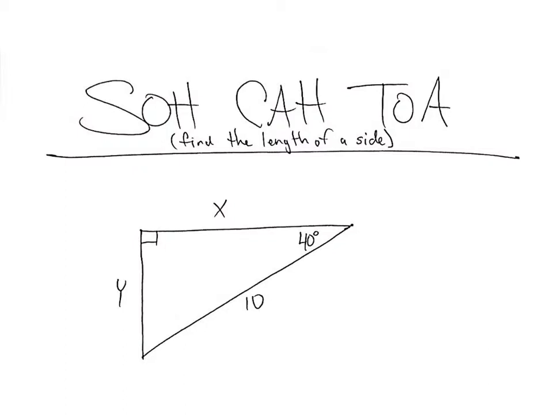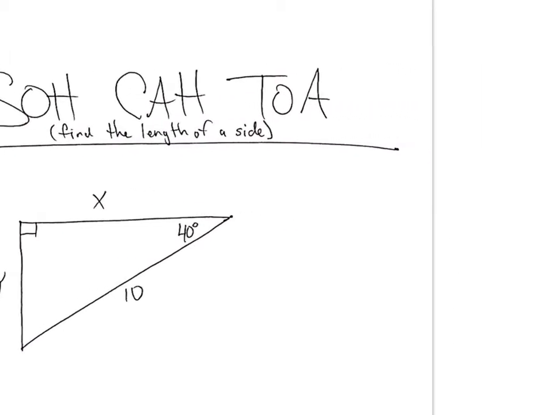Okay, so here is our lesson describing using Soh Cah Toa to find the length of a side of a right triangle. So we call these triangles right triangles because they have a right angle. Soh Cah Toa is a mnemonic device that helps us remember that the sine is the opposite over the hypotenuse.